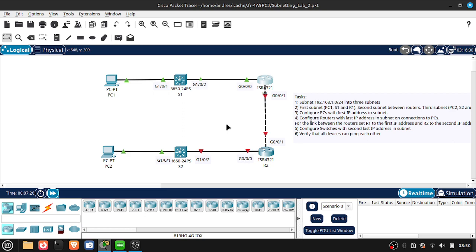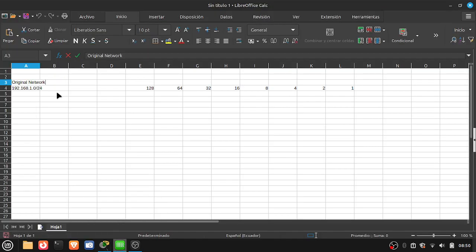So now we are not going to have a /24, we are going to have a /26. 24 plus 2 is 26. That is going to be our new netmask. And now it's really easy because we have done half of the work.